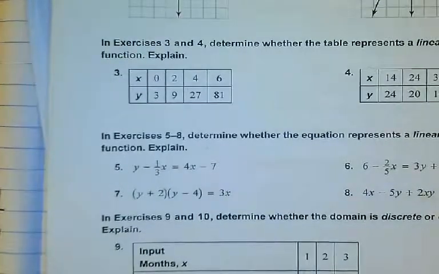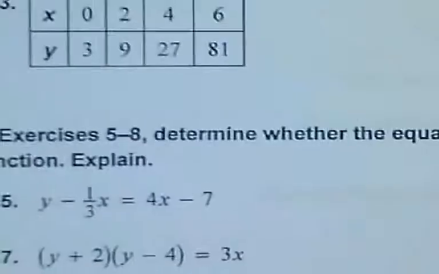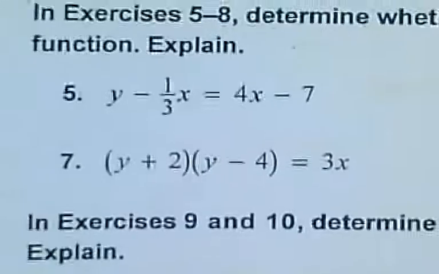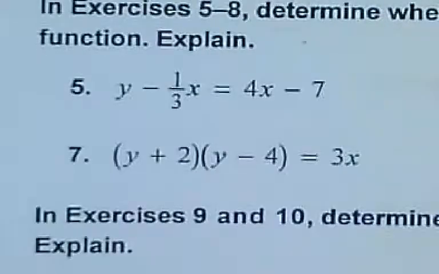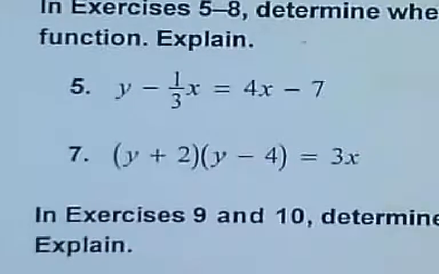All right, 5 and 7. Take a look. Number 5. Do we have linear or non-linear? What do you think? All right, I'm so glad we pushed through this. Number 5, linear. And here's why. Your x has an exponent of 1. Your y has an exponent of 1. Everything in here is addition and subtraction. This is linear.